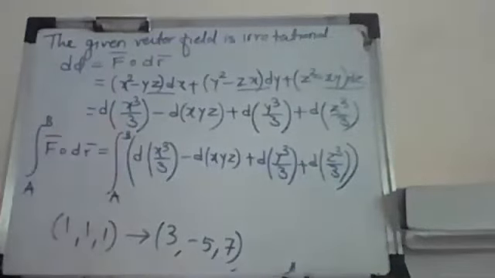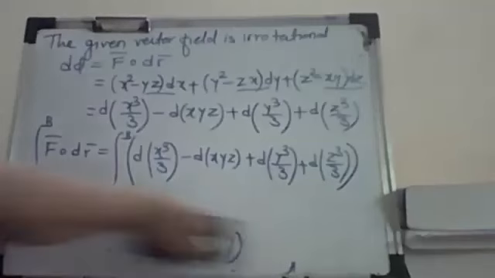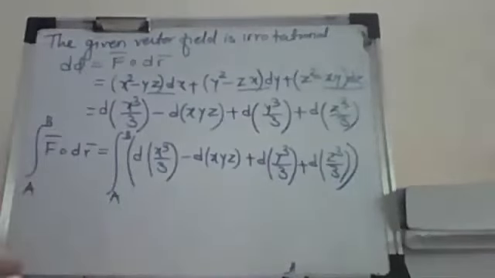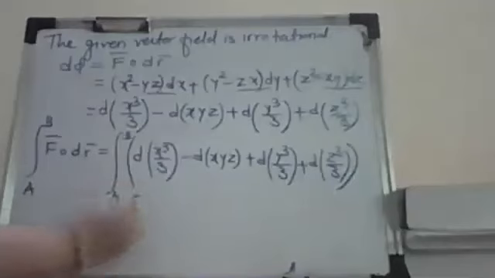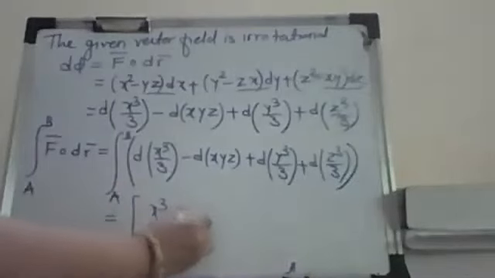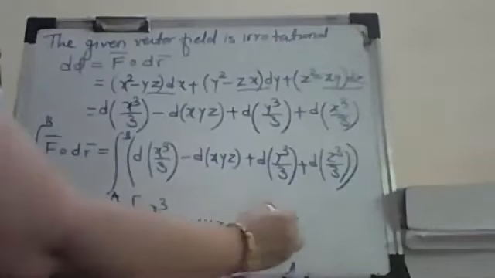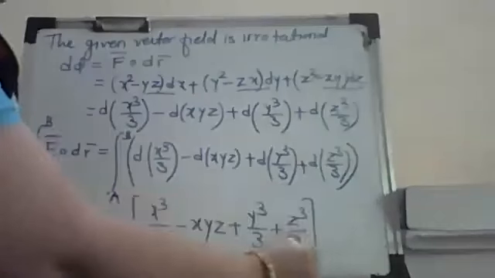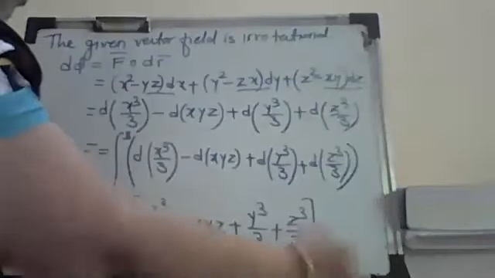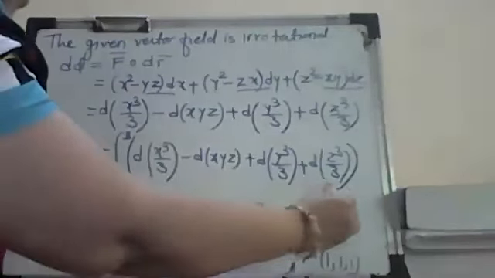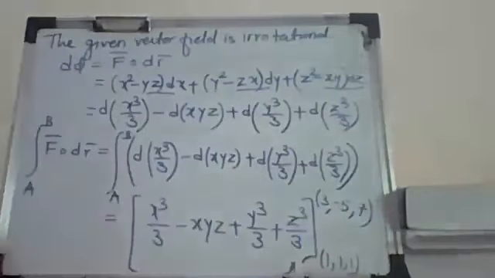So what we'll do is we'll just substitute these terms directly by taking out that d term. So here I have x cube by 3 minus xyz plus y cube by 3 plus z cube by 3, and the limits are from 1 1 1 to 3 minus 5 7.